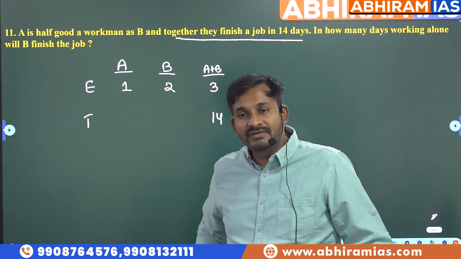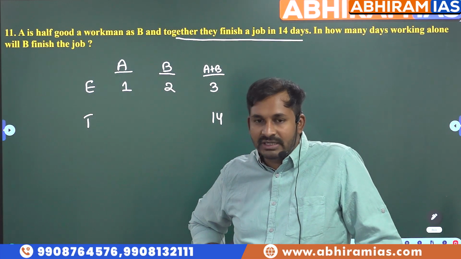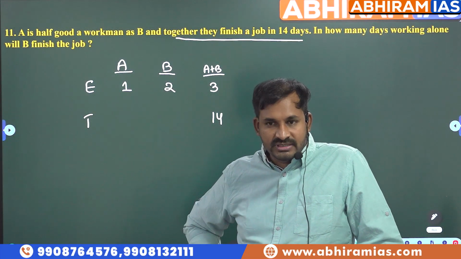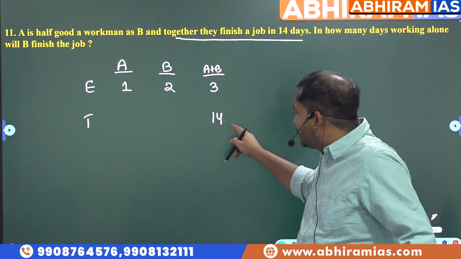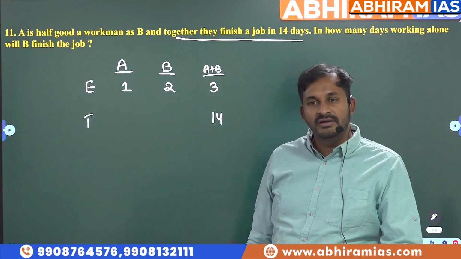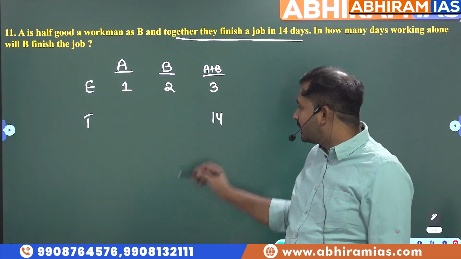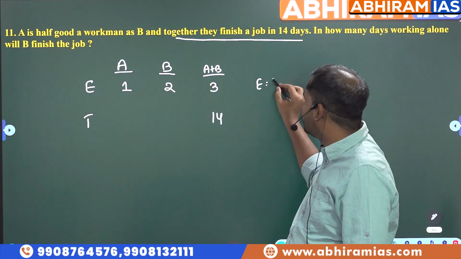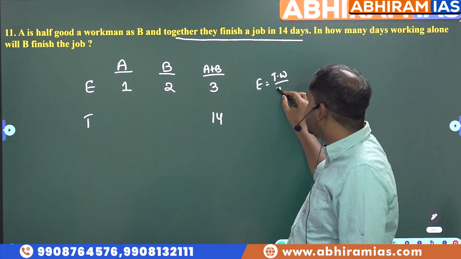Till now, how did we calculate the total work? LCM of times. But in this case, I have only one time. Then how will I find the total work? Simple. We have the formula, right? Efficiency is equal to what? Total work by time taken.